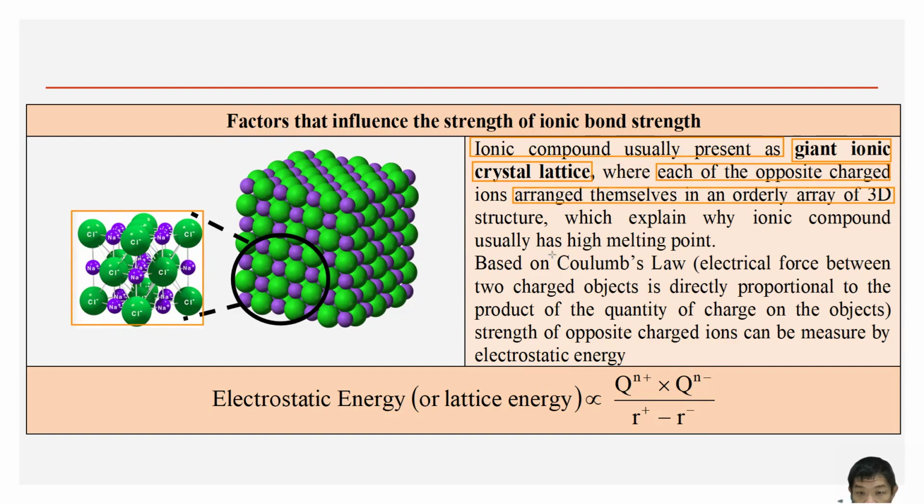Based on Coulomb's law, or the electrostatic force law between two oppositely charged objects, the strength of the attraction can be measured by electrostatic energy. Electrostatic energy, or lattice energy, is directly proportional to the charge, yet inversely proportional to the inter-ionic radius. So in order to have a high lattice energy, you must have a high charge and a small inter-ionic radius.